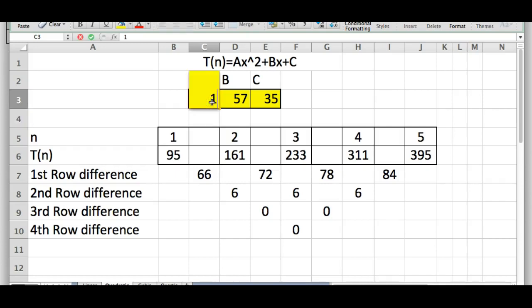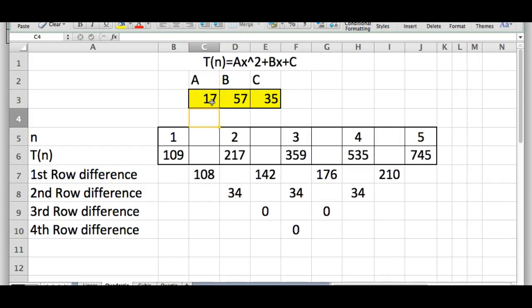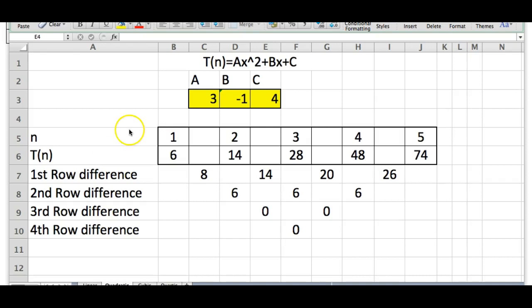Let's plug in one more. 17, what's the second row difference going to be? 34, yes. So I'm going to work this backwards now. I plugged in a specific A, B, and C to generate this sequence, but we're going to pretend that we don't know this, and we're going to try to solve for that. So we know that A would be 3, B would be -1, C would be 4. That should be our final answer. So let's show how to solve this.